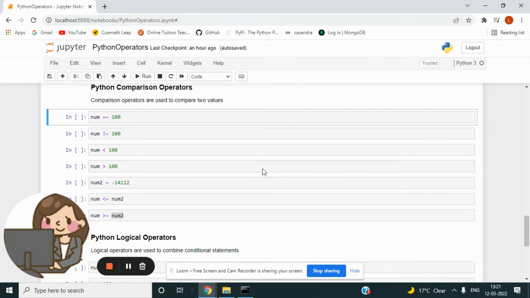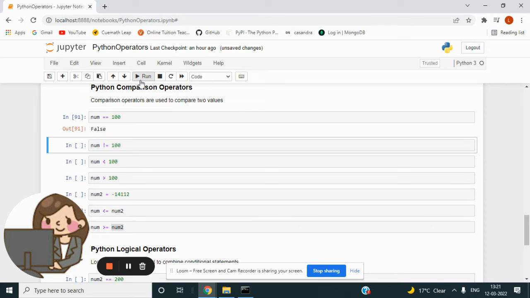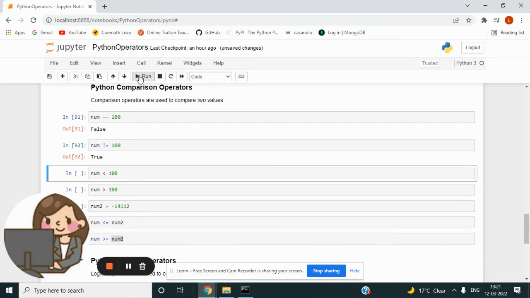So num equal to 100. It is checking whether num equals 100. So what should it return? It is not true, right? It is not correct. So it will return false. Here it is checking whether num is not equal to 100. This is the not equal to operator. So we are checking whether num is not equal to 100 or not. It is not equal to 100, so it will return true.